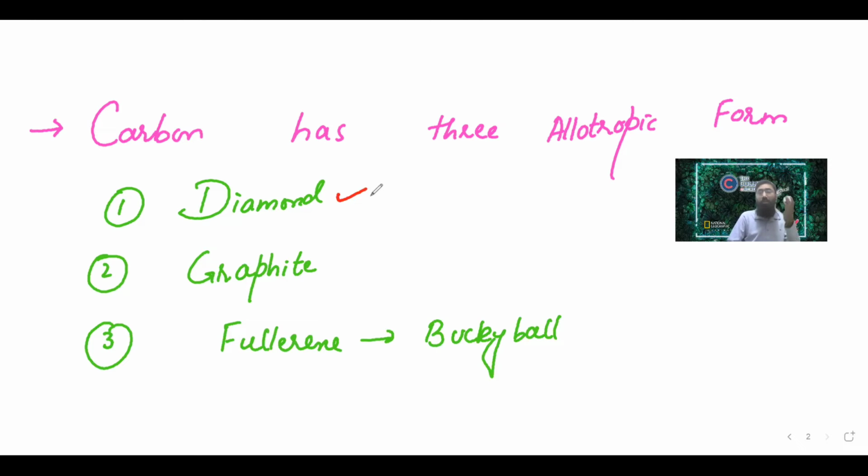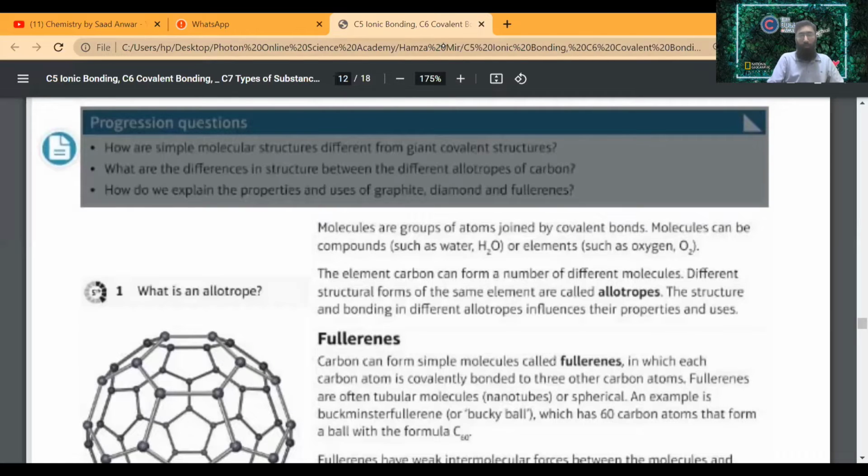So diamond is an allotropic form of carbon, graphite is an allotropic form of carbon, and fullerene is an allotropic form of carbon, right? The other name of fullerene is Bucky ball because the shape is just like a ball. The topic name is allotropic forms of carbon.